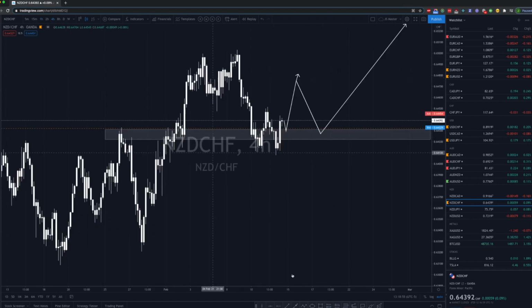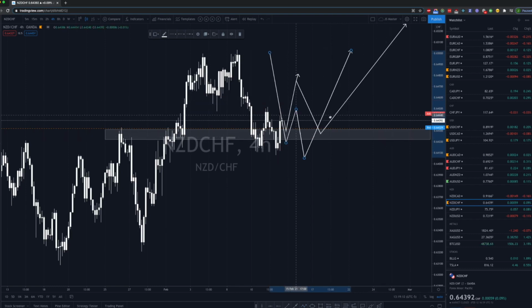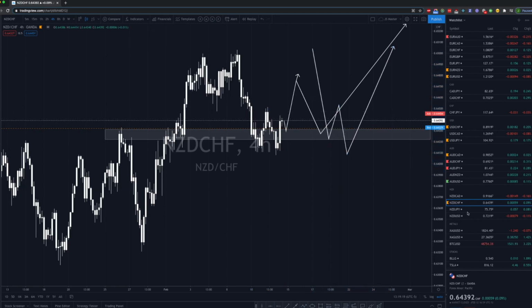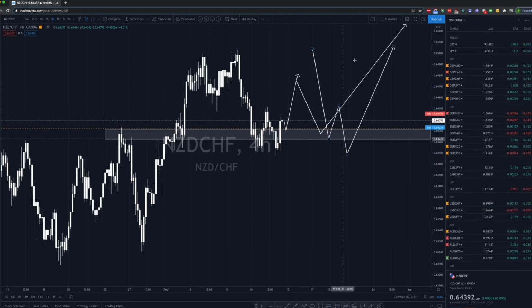And we have this nice possible W formation, right? We have that leg down, we have that move up, deeper move lower. So we might just see that happen. I'll be keeping an eye on it. Like I said, if it sets up, then happy days, I'll get involved. If it doesn't, then plenty more opportunities look pretty good for the week. Anyway, that's pretty much it for me this week.